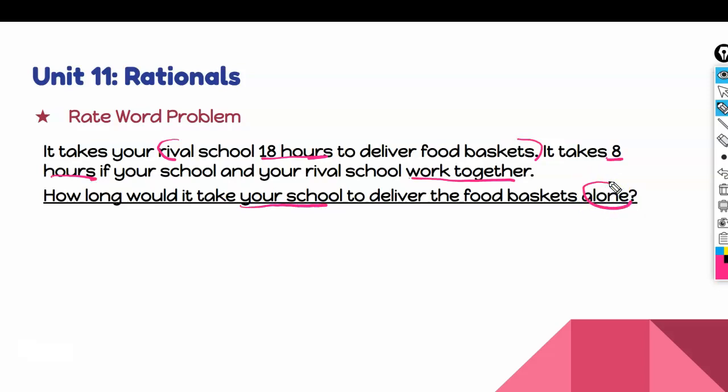Okay, so here is the information that they gave us. Rival school, to do one round of basket delivery, it takes 18 hours. Something to remember with a rate, and in your test you're going to see it like this. It's going to be number of something over time. Time is always going to go on the bottom. Please do not put 18 on top.